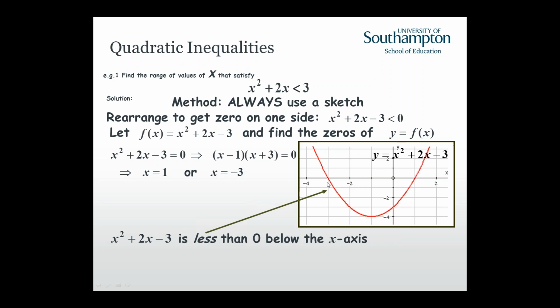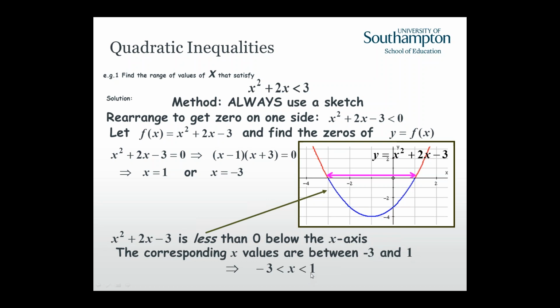And in the exam, this is an AS, I like to get my students to make that a heavy line or highlight it or something to show which bit, just like that. So that's between minus 3 and 1. So we write that as minus 3 is less than x is less than 1.